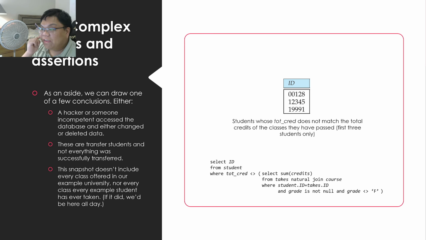As an aside, we can draw a few conclusions from this. Either a hacker came in and wiped out all the data, or these are transfer students, or not all information was successfully transferred, or this is probably the more logical conclusion: this is just a snapshot of the data, and we are only getting a small portion of the data because if we had all the data available to us, we literally would be here all night.